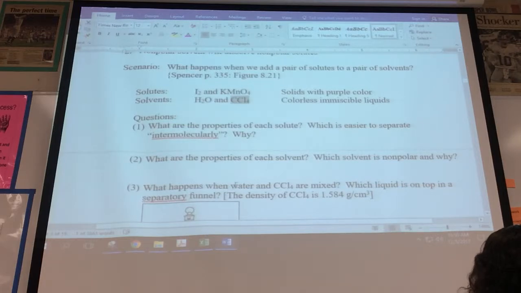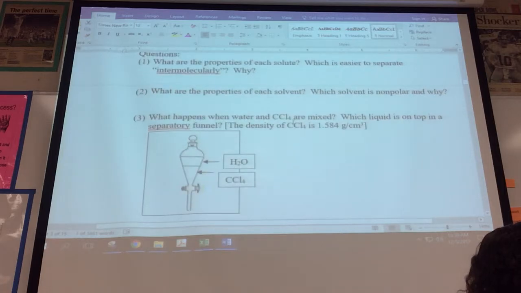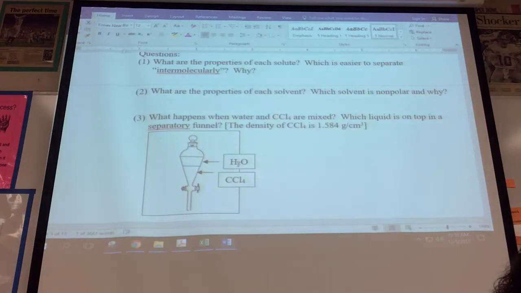What happens when water and carbon tetrachloride are mixed? Which liquid is on top in a separatory funnel with the density of carbon tetrachloride provided? So when you mix them, they layer. Why would carbon tetrachloride be on the bottom? It's denser than water. Water has a density of about 1 gram per mil. So would carbon tetrachloride be considered hydrophobic? Yes. And we'll get into hydrophobicity and hydrophilicity next time.